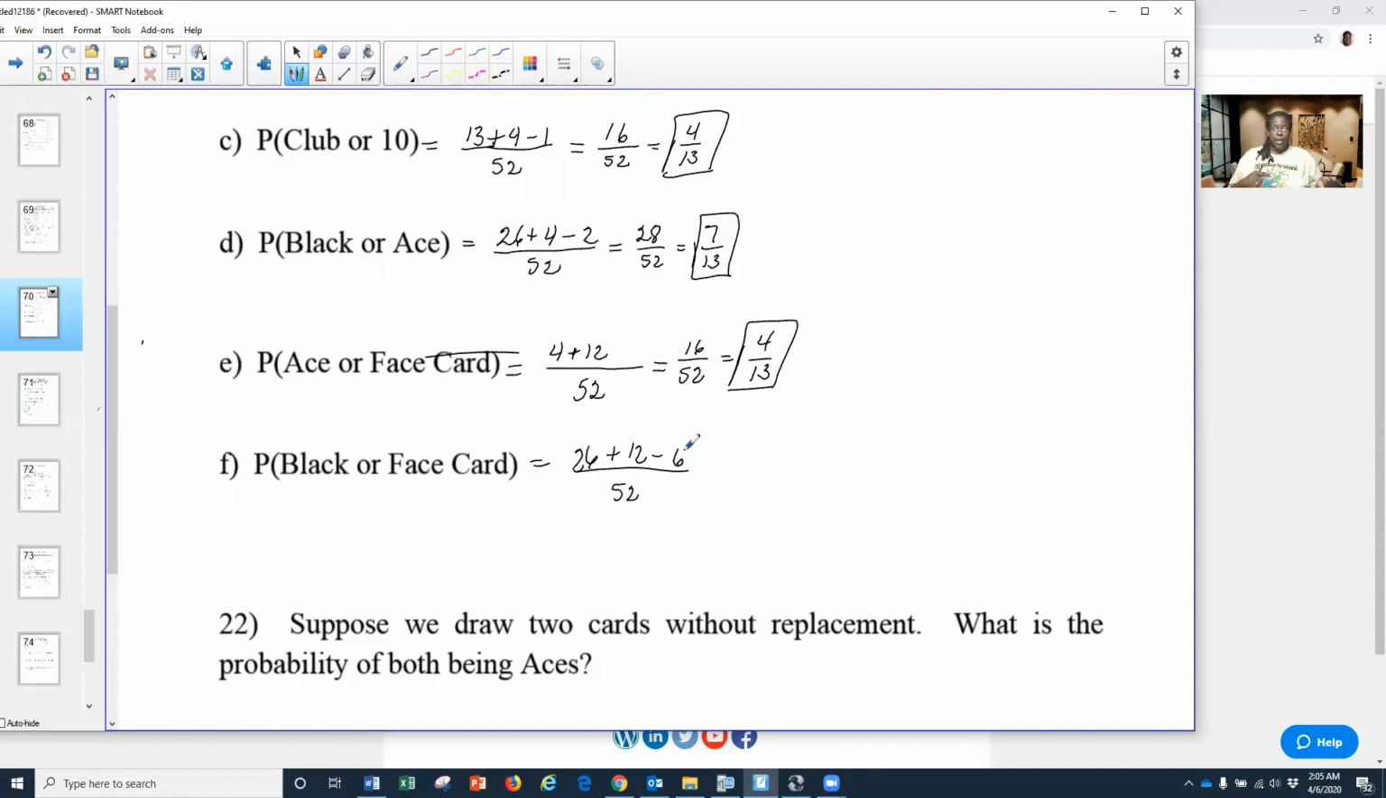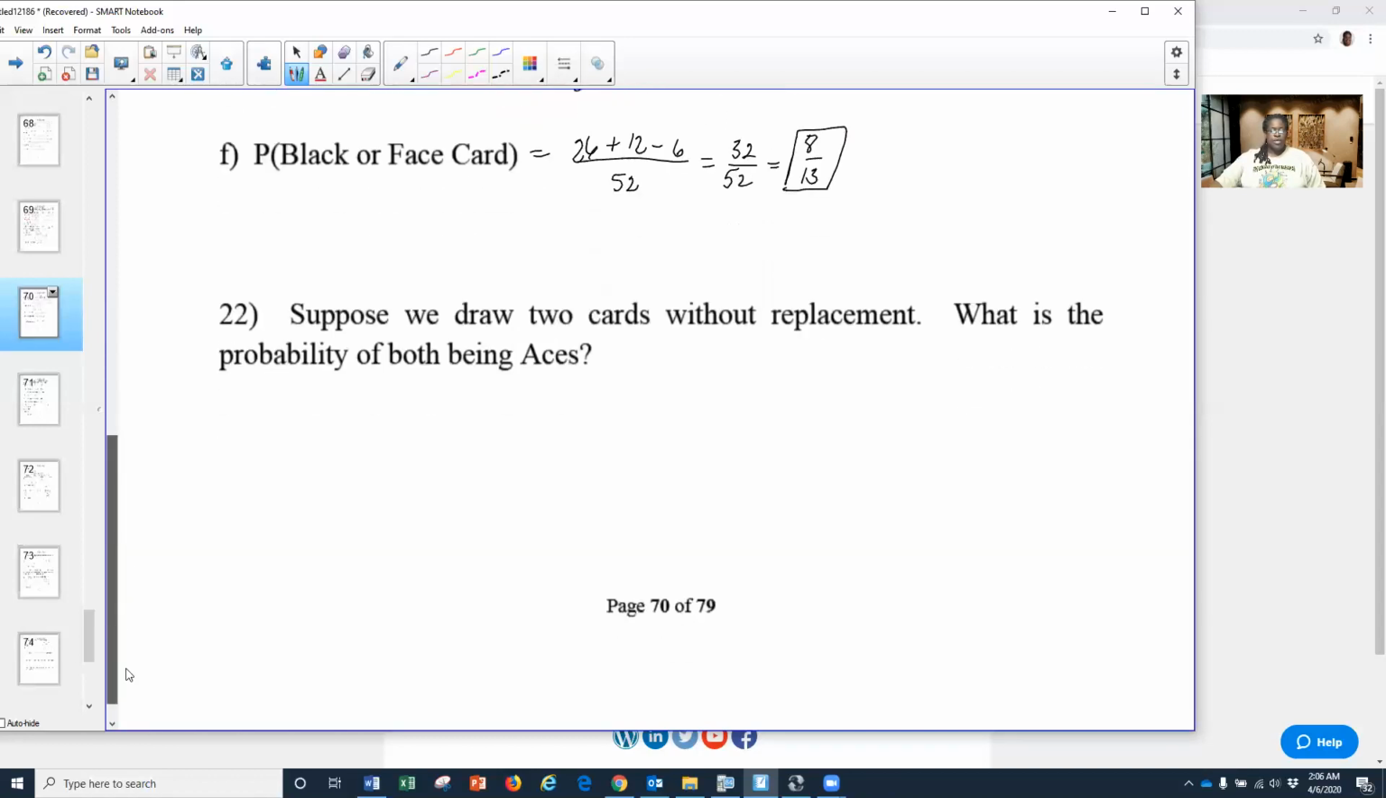So again, you can go back and look. You should have 3 spades and 3 clubs. Those are your black cards, and they have those face cards. So minus 6. And then when we do our magic, we add and subtract. This gives us 32 over 52, which equals 8 over 13. Right? So looking at our OR, remember that we add the probabilities together and subtract out the overlap.